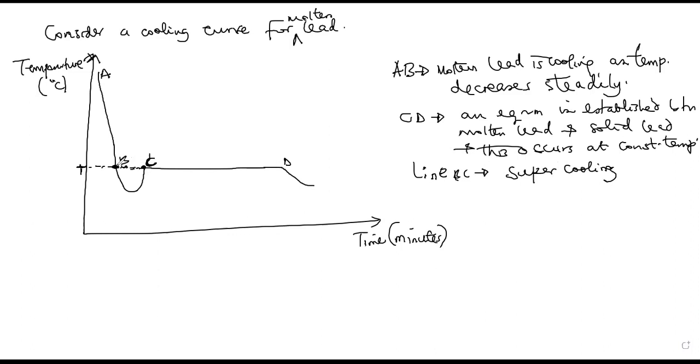But after formation of the first crystal, heat is absorbed from the surroundings, and further solidification occurs at constant temperature. Then this point T is what we call the freezing point or the melting point of lead, because it is the temperature at which the solid and liquid are in equilibrium.